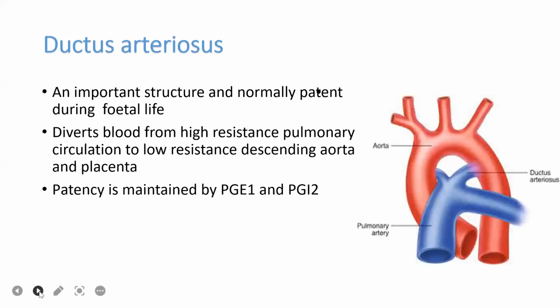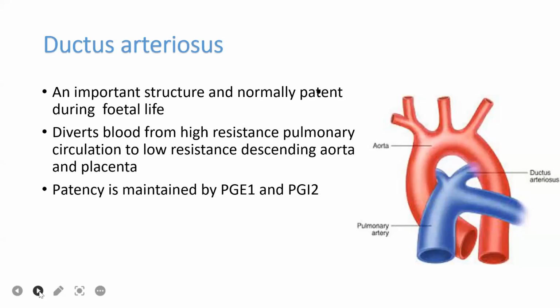So what is the ductus arteriosus that we have been talking about? As I said earlier, an important structure in fetal life, during intrauterine life, that diverts blood from the high resistance pulmonary circulation to a low resistance descending aorta and the placenta. So in fetal life, pulmonary circulation is a high resistance circuit. The systemic is a low resistance circuit.